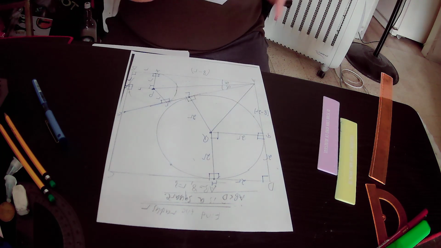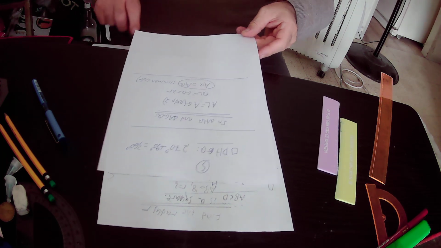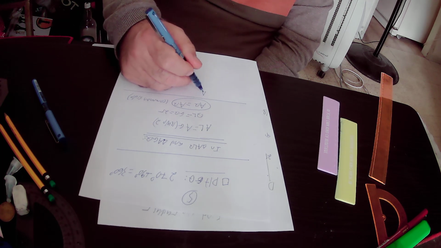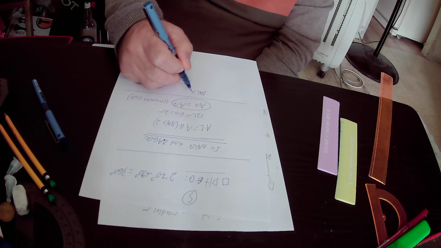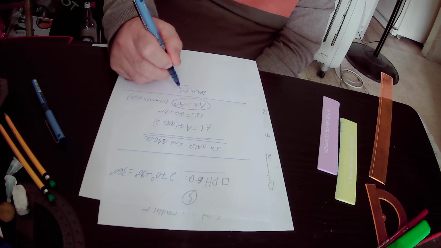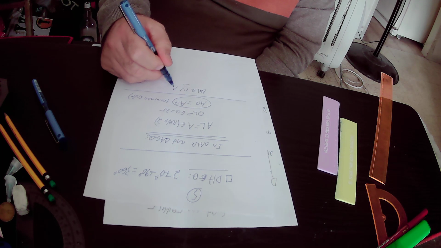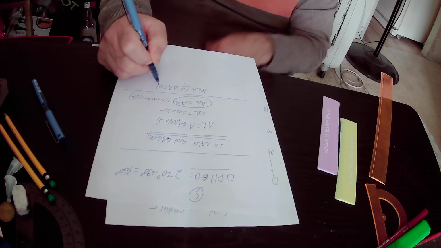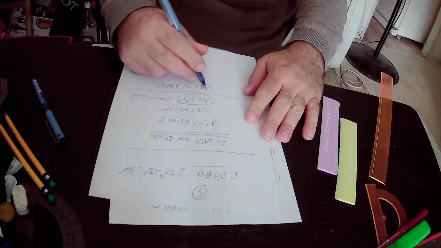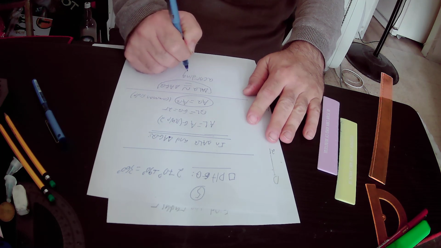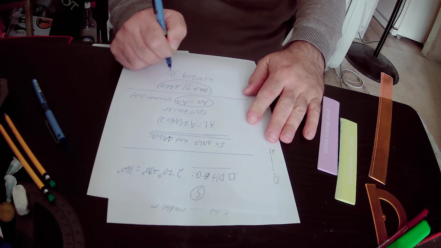So I write it down. Triangle ALQ is congruent, this is the sign of congruent, to triangle AGQ according to side rule.